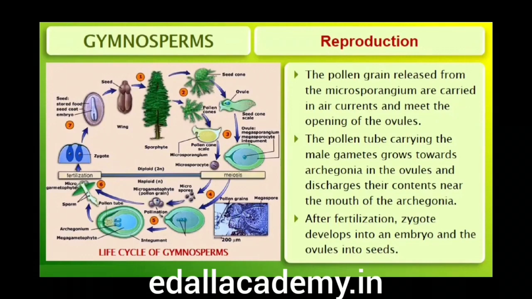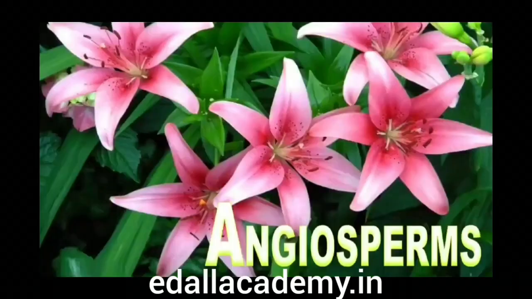The pollen tube carrying the male gametes grows towards archegonia in the ovules and discharges its contents near the mouth of the archegonia. Following fertilization, the zygote develops into an embryo and the ovules into seeds. These seeds are not covered.